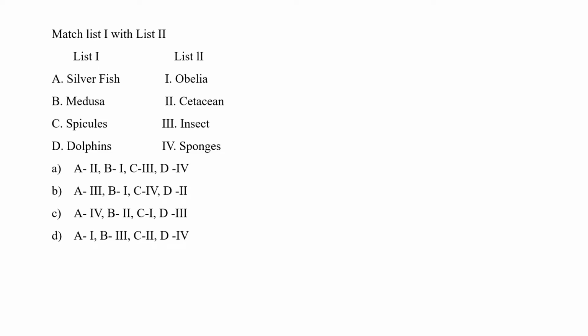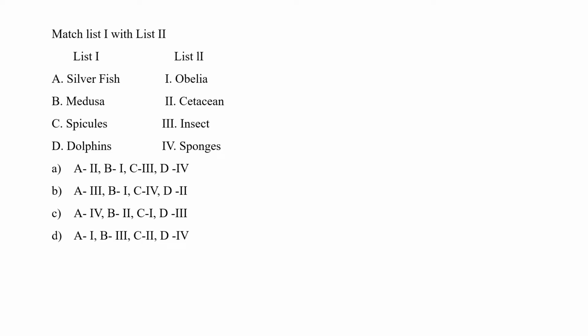The next question is match list 1 with list 2. So here let's have a look at the options in list 1. Silverfish. Silverfish is a species of small primitive wingless insect. Its name comes from its look. It gives a silvery light gray fish-like appearance. So it is called a silverfish, but it's actually an insect. So it matches with 3.